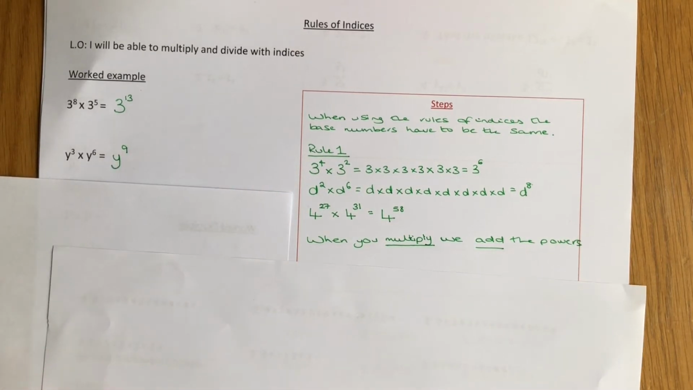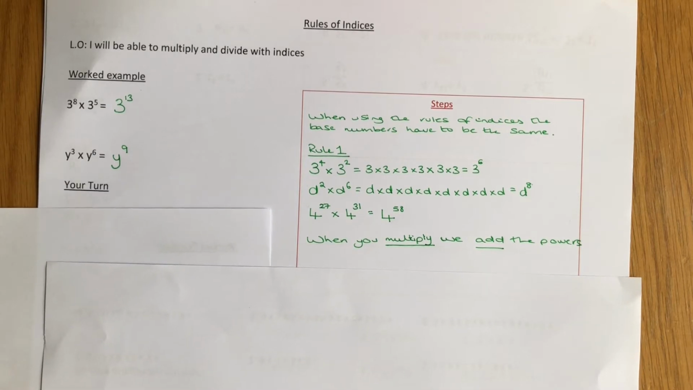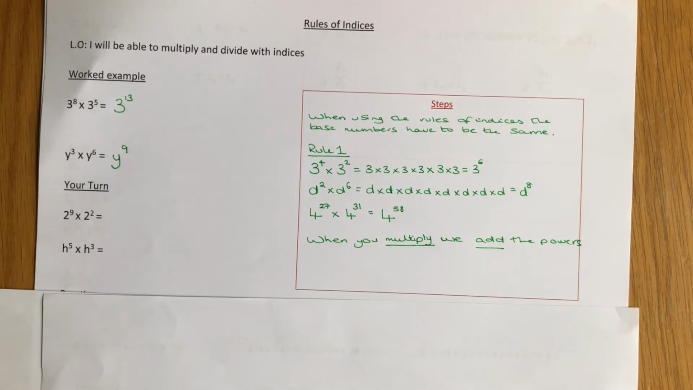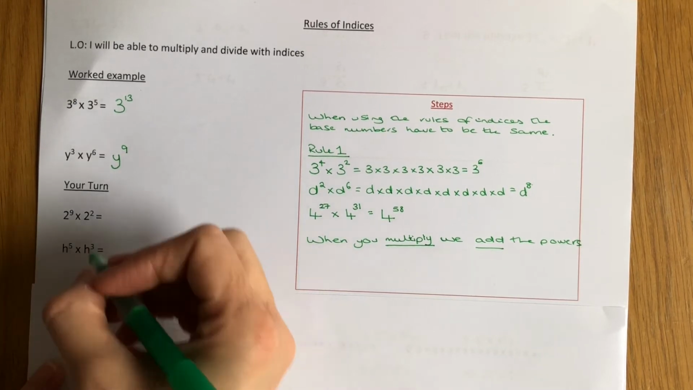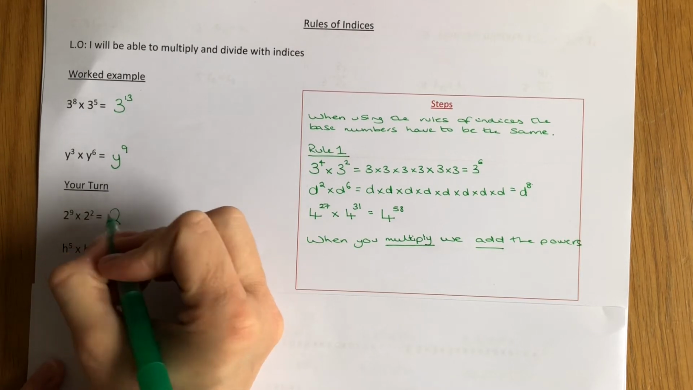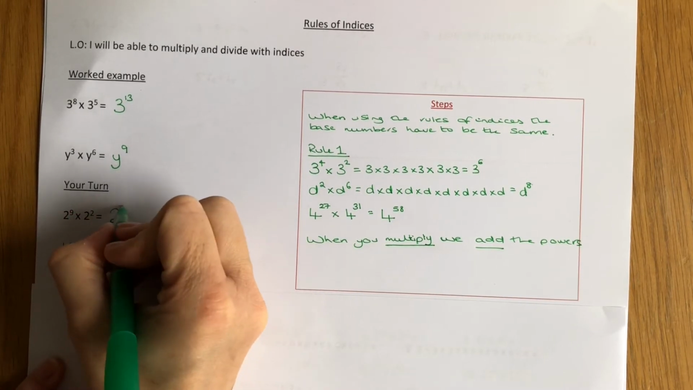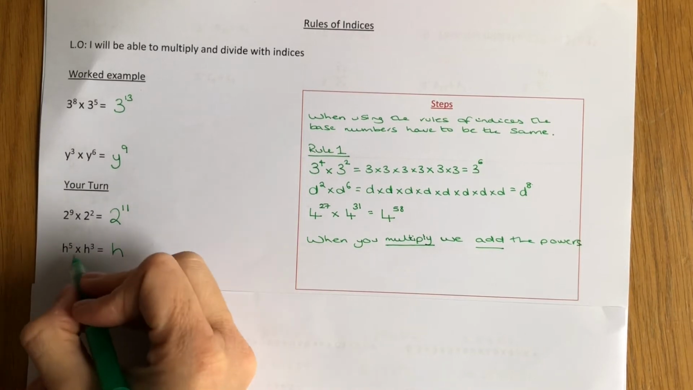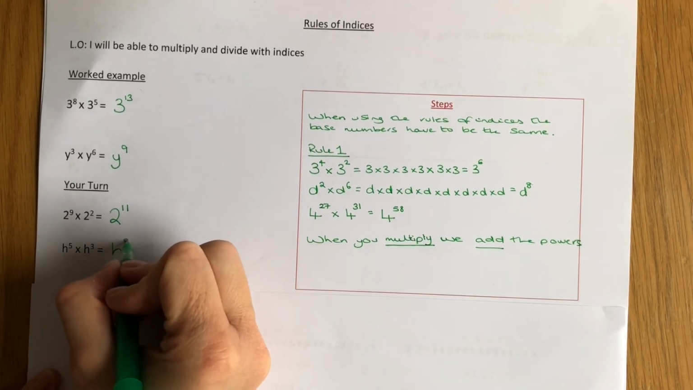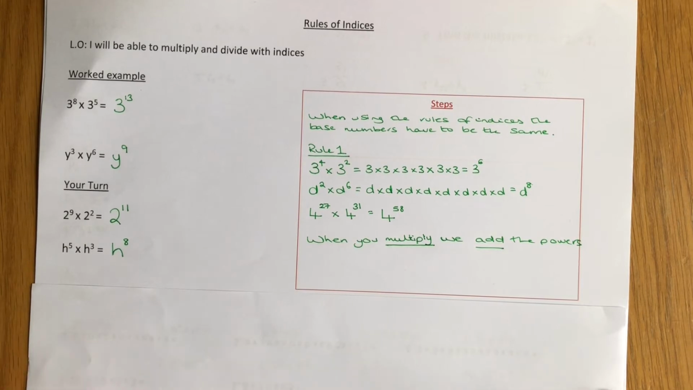Okay, I've got 2 for you to do now. Press pause, have a go, and we will go through them. Okay, so we've got 2 to the power of 9 add 2 is 11. And we've got h to the power of 5 add 3 is 8. Hopefully you got those correct.